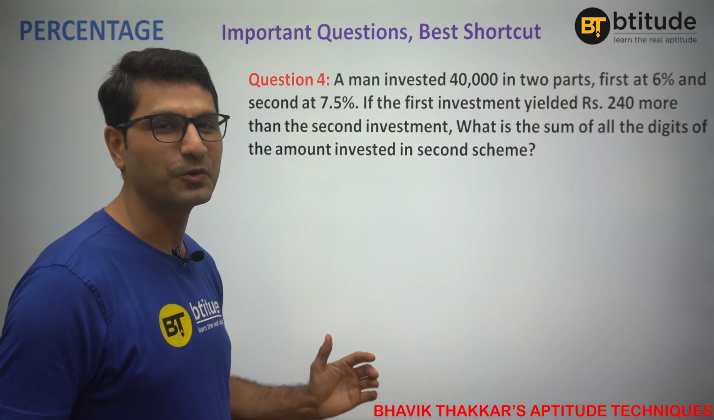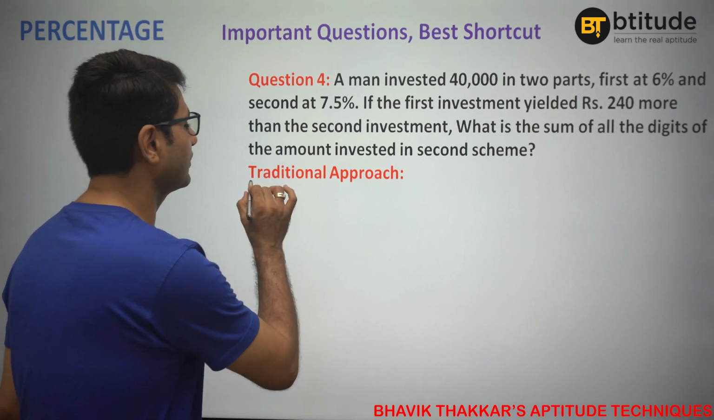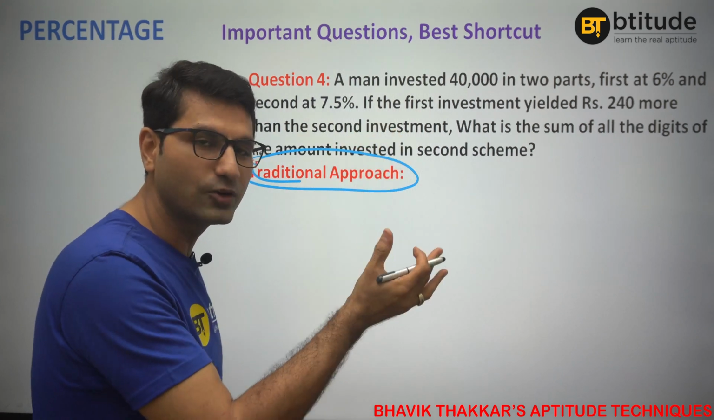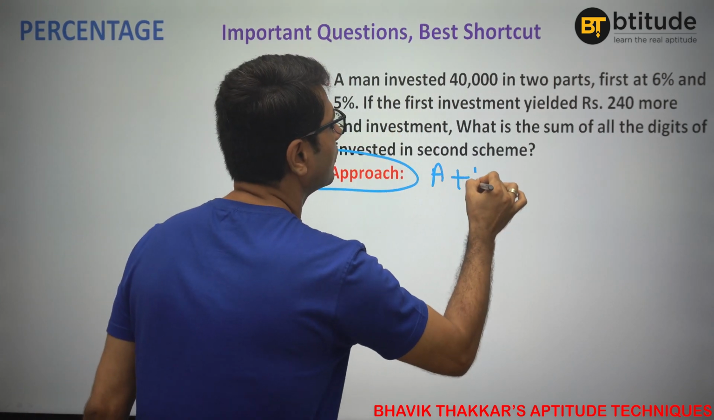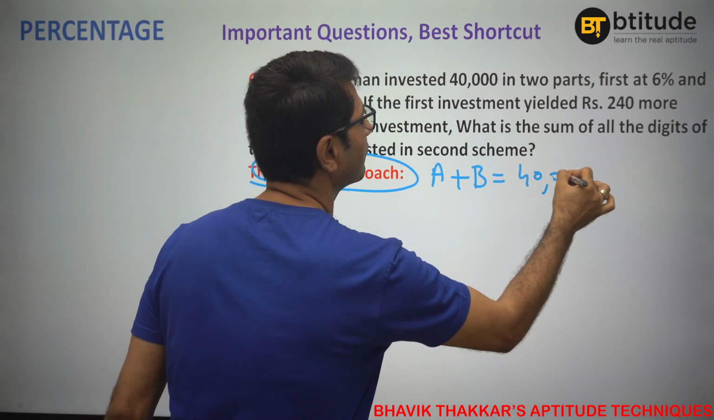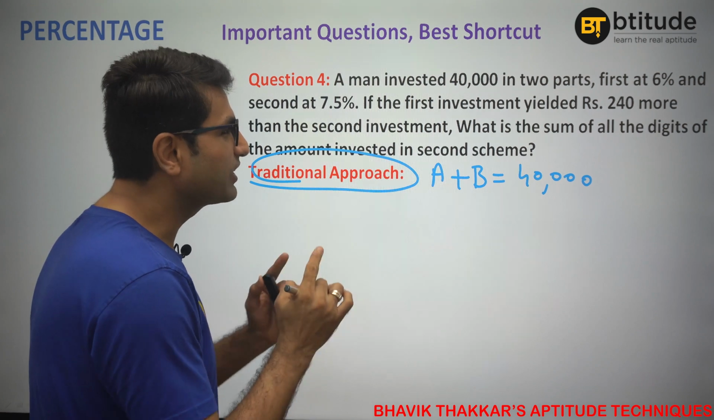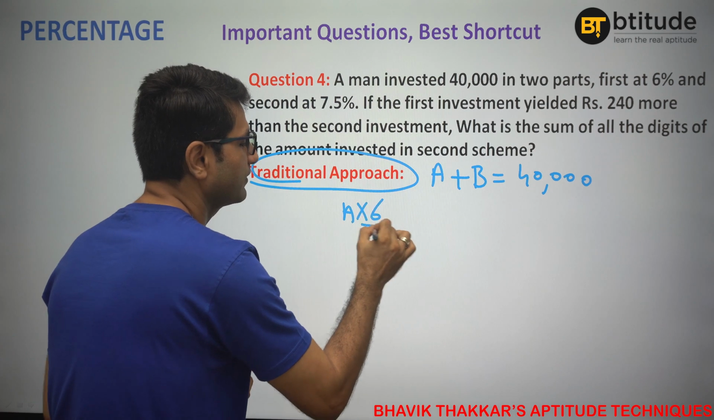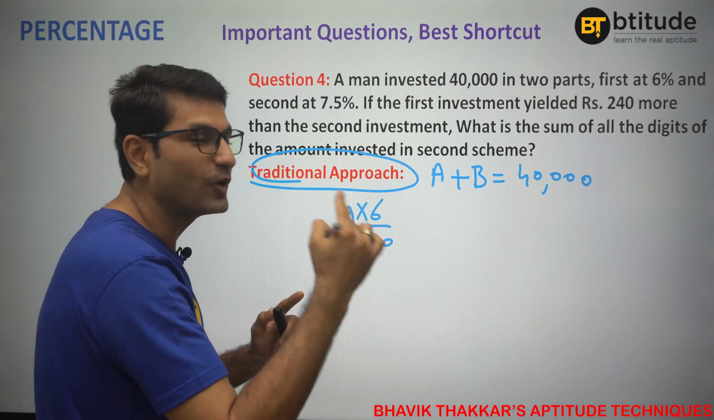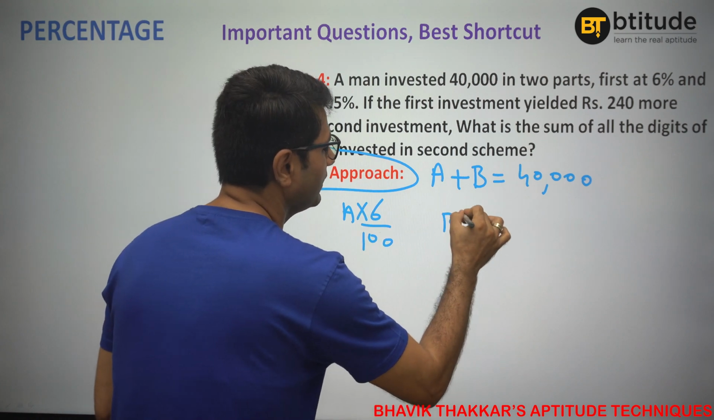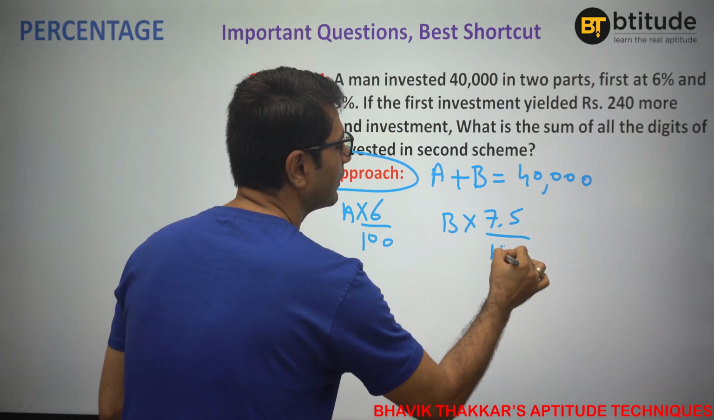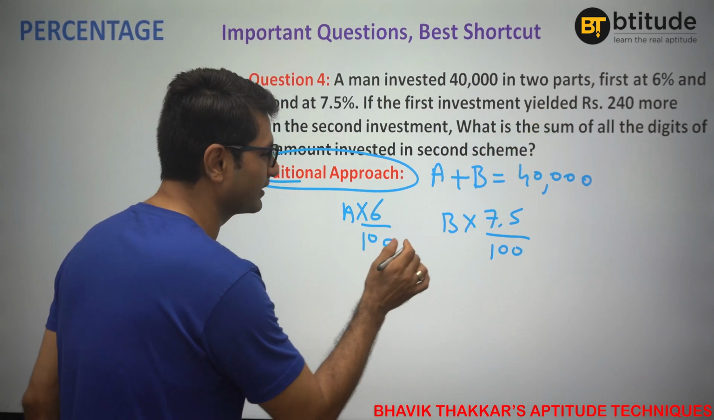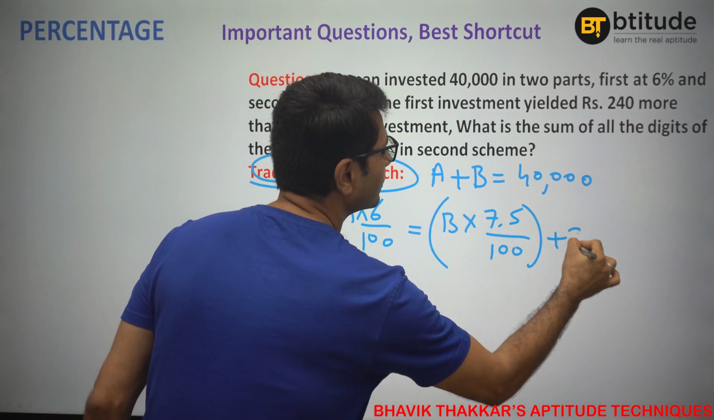Again, you can pause it and try to do it yourself. I am going to solve it with the traditional method first. Now look, traditionally we will say he is investing in two parts. So let's say A plus B. Obviously the total is 40,000. So the first equation is pretty easy, right? Now what he is getting on A, 6%. So I would say A into 6%. And what he is getting on the second, 7.5%. So B into 7.5 by 100, right? But his income on the first investment is 240 more. So this income is equal to this income plus 240.